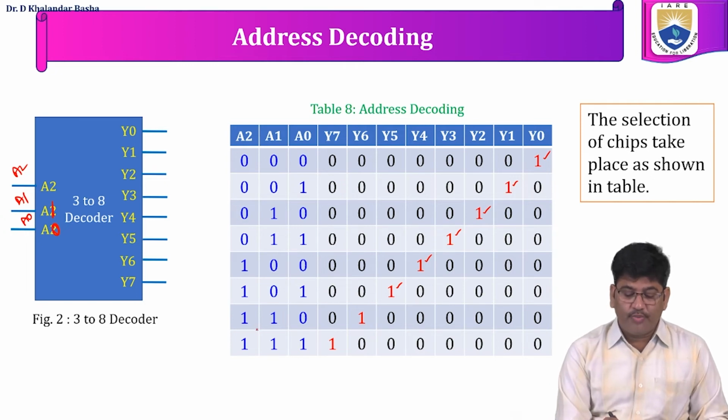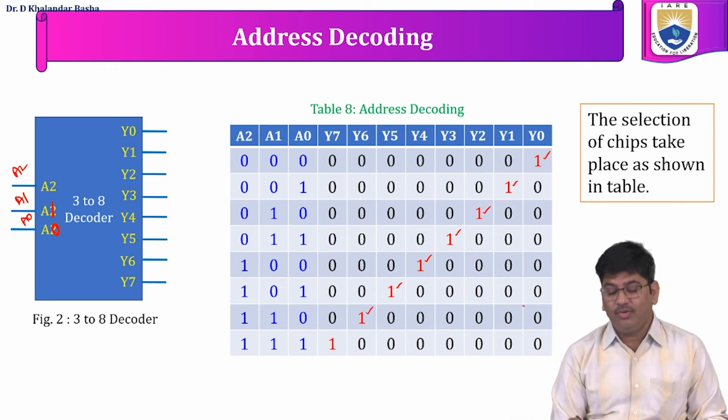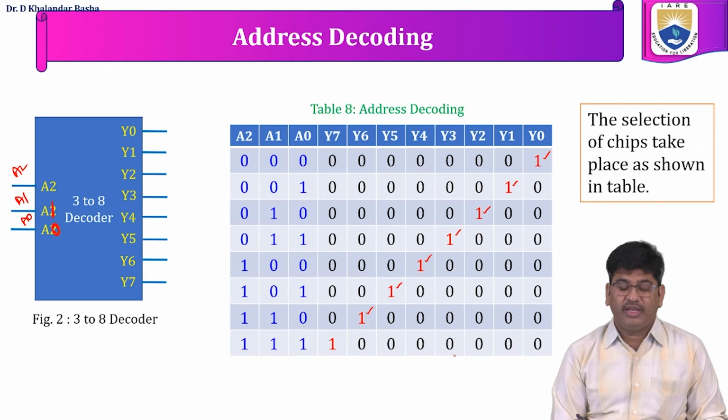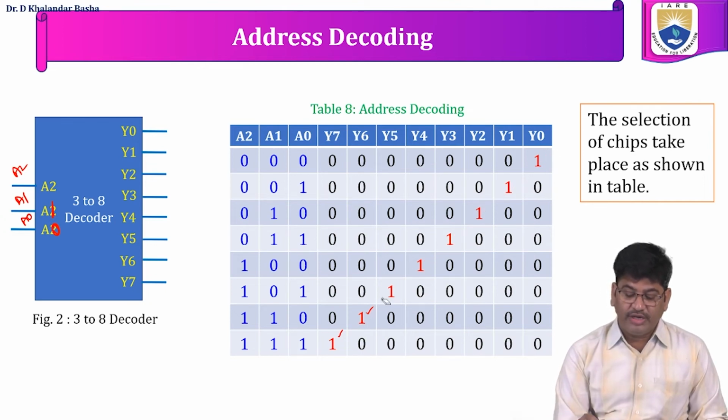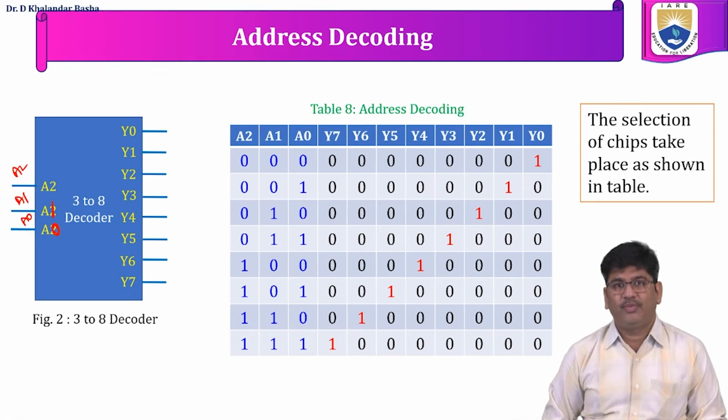For the input combination on the address lines A2, A1, A0 as 110, it will enable the Y6 output by disabling Y7 and Y5 to Y0. For the last combination, that is 111 on the lines A2, A1, A0, it will enable the Y7 output line and disable Y0 to Y6. This is the functionality of the 3 to 8 decoder. Based upon the input lines, one of the outputs will be enabled.